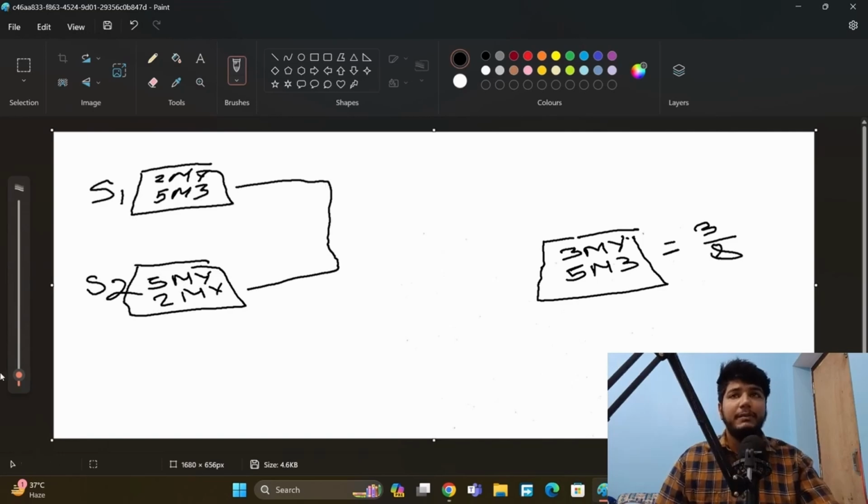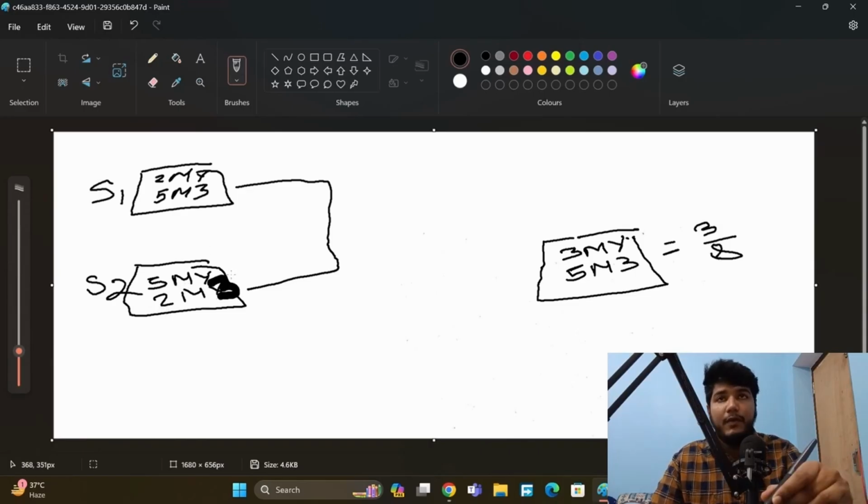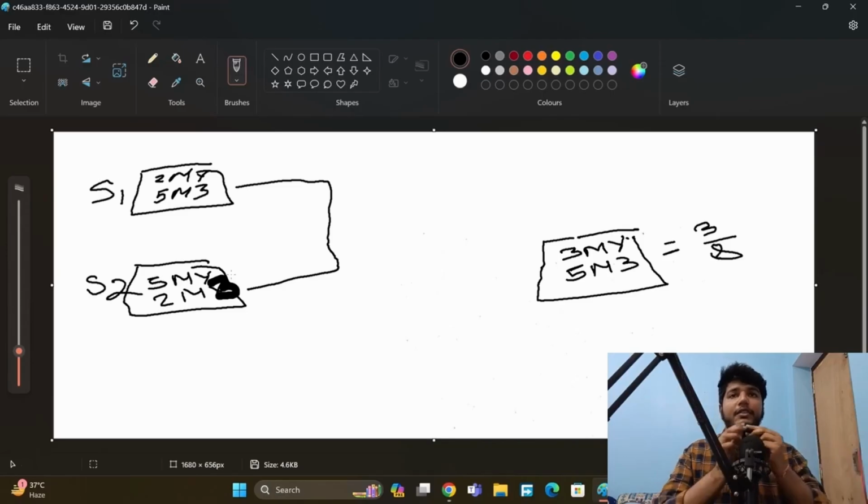Another example of it will be this. Here we have 2 showrooms, showroom 1 and showroom 2. Showroom 1 has 2 Model Y and 5 Model 3, and showroom 2 has 5 Model Y and 2 Model 3.